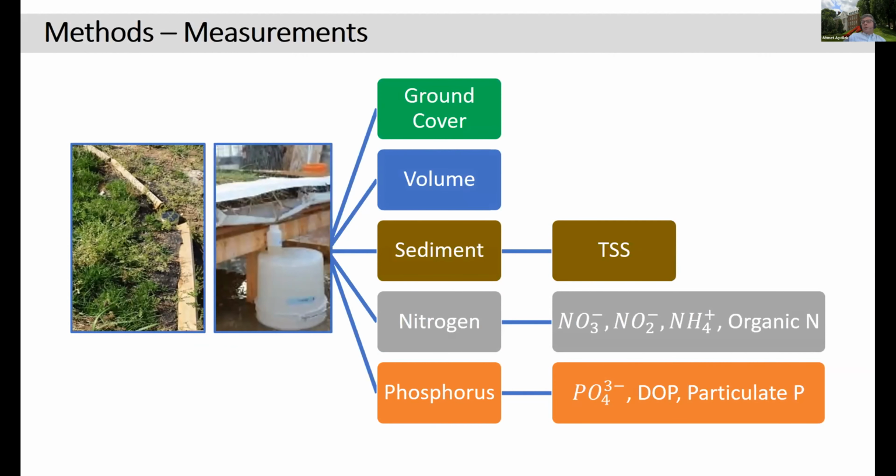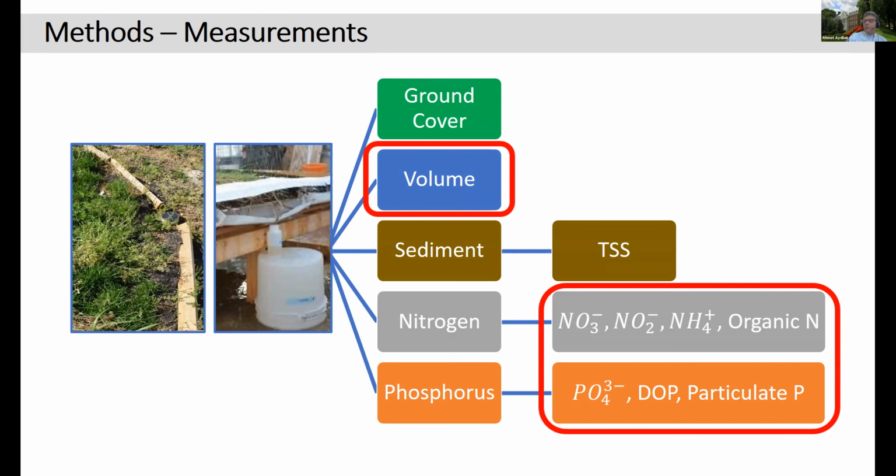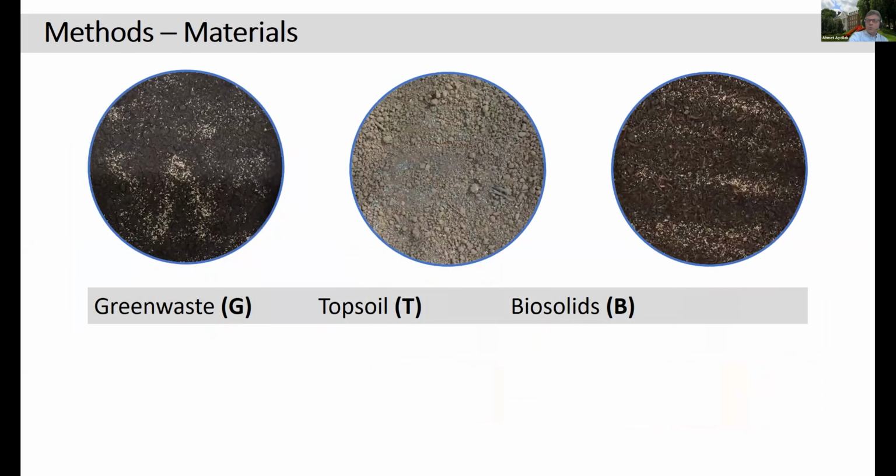So what are we looking at in these systems? Field and lab ground cover, which I already mentioned, volume, sediment, and we collect TSS, total suspended solids. We looked at nitrogen and different types of nitrogen: nitrates, nitrites, ammonium, and organic nitrogen. We also looked at phosphorus: dissolved organic phosphorus, particulate phosphorus, and phosphates. We are measuring all of those, and we have been doing it for the last several years.